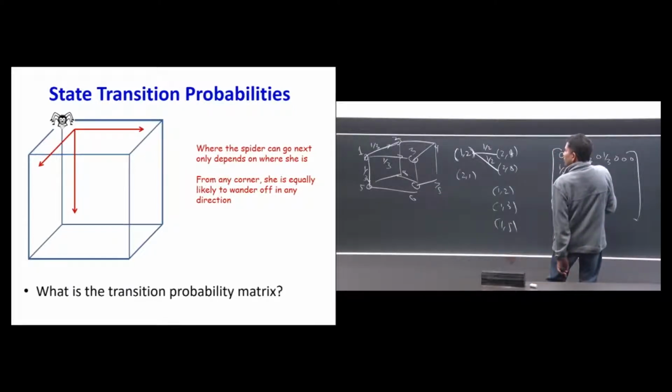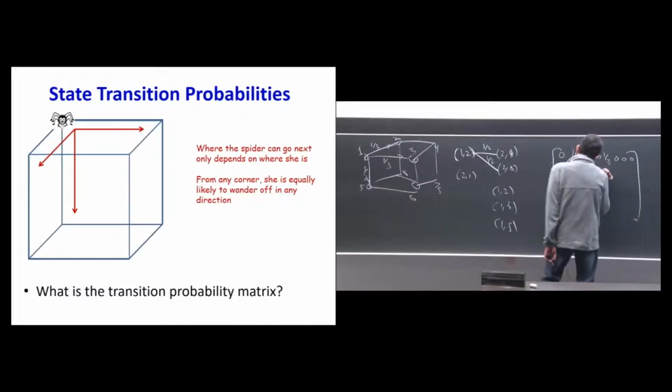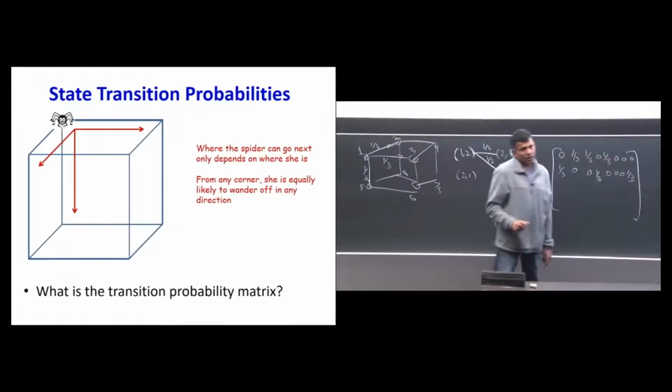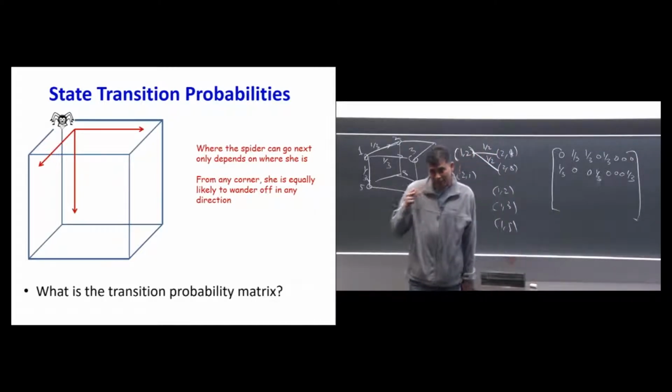I cannot go from 2 to 3. From 2 to 4, it's a probability of 1/3. Then from 2 to 8, it's a probability of 1/3. So you see exactly what the transition matrix is going to look like in this case, right?